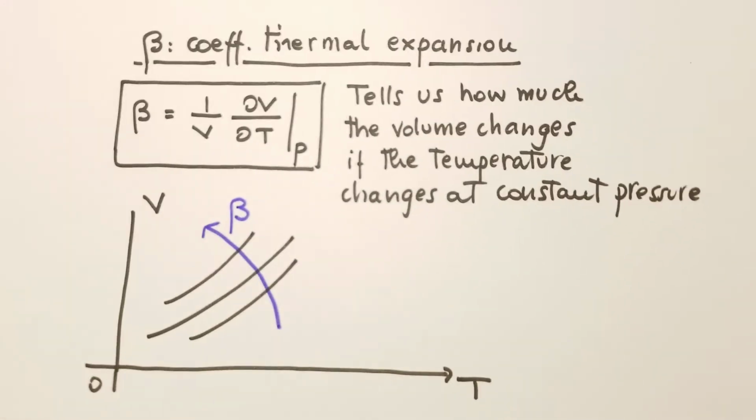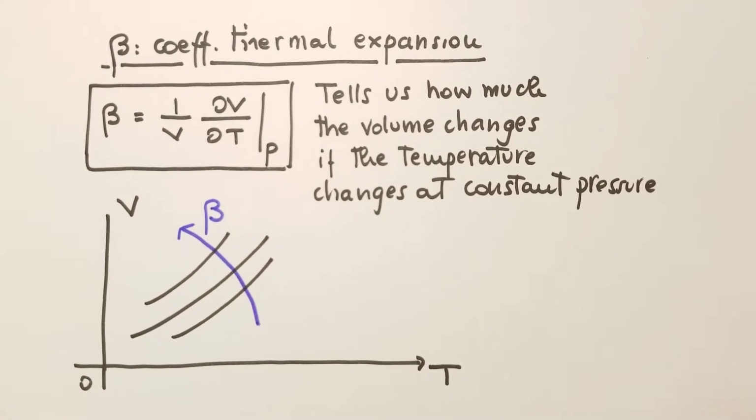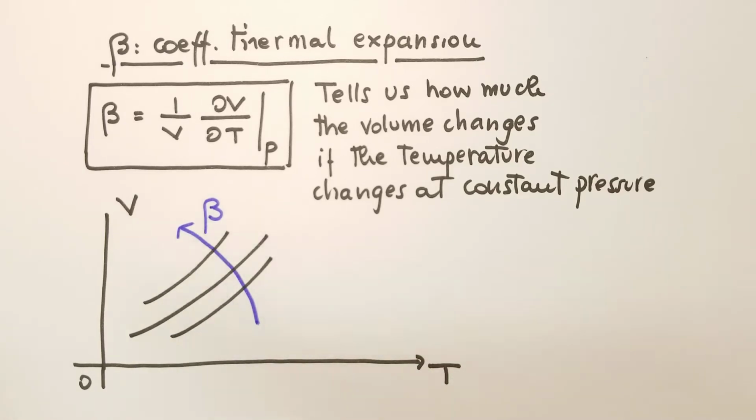So the coefficient of thermal expansion is a property of the fluid, and it tells us how much the volume changes if the temperature changes at constant pressure. So we can represent this schematically in this way. This quantity beta is important because it enters the mathematical description of natural convection.